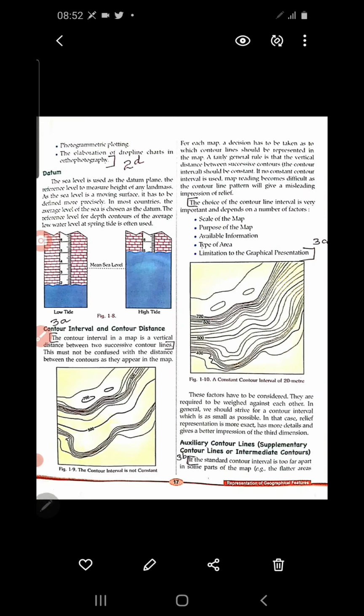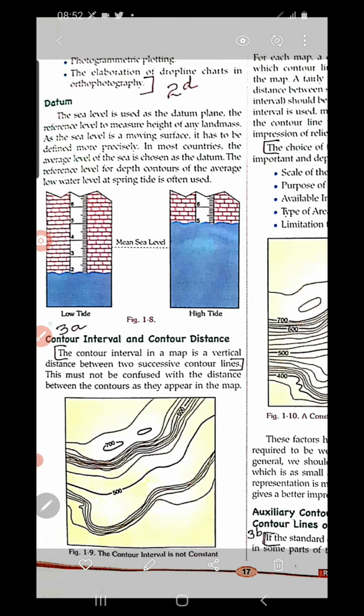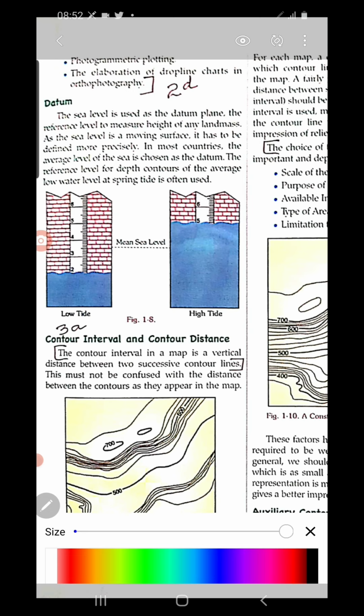Clear? Okay, now continuing to the next topic, which is datum. Datum is the mean sea level, which we already discussed. Now with the help of the diagram you can easily understand what datum is. Here you see that the sea level is used as a datum plane. So this is the datum. Okay, you understood mean sea level. This is the mean sea level.